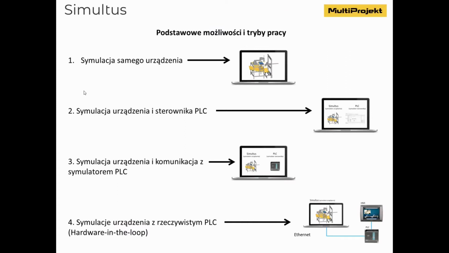Simultus can operate in 4 basic modes. First mode, simulation of the device only. Second mode, simulation of the device and the PLC. Third mode, simulation of the device in communication with a PLC simulator. Fourth mode, simulation of the device with a real PLC, the so-called hardware-in-the-loop mode. In this part of the course, we will discuss these modes and present them with examples.